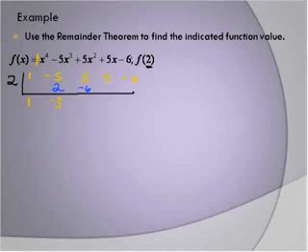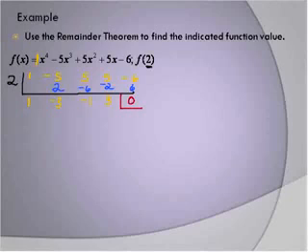5 plus -6 gives me a -1. 2 times -1 is a -2, which I place under the next coefficient. 5 plus -2 is a 3. 2 times 3 is 6, which I place underneath the last coefficient, or the last number, which is the constant. And -6 plus 6 gives me 0. So I have a remainder of 0 here.